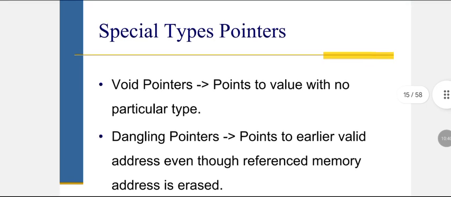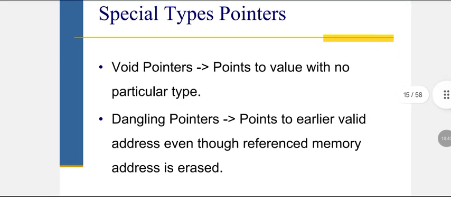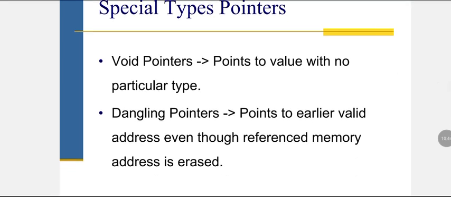Then we move on to our special type pointers. No, we are continuing. So we have another one, the void pointers. The void pointer points to a value with no particular type.